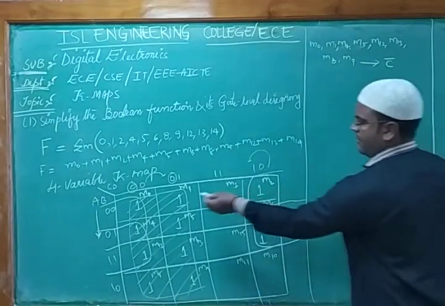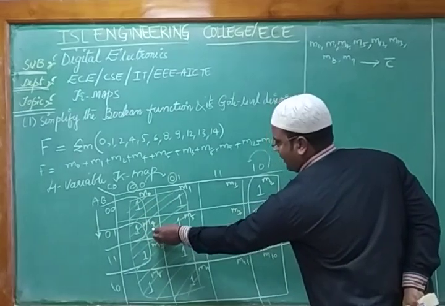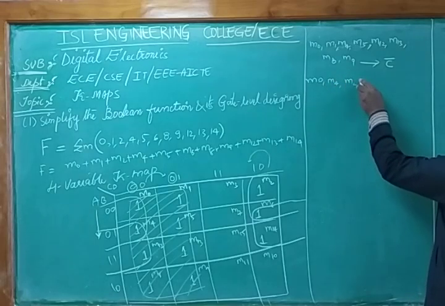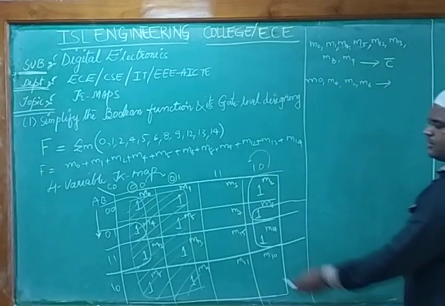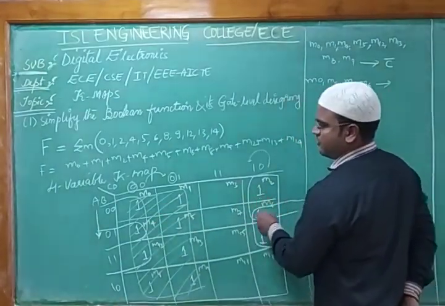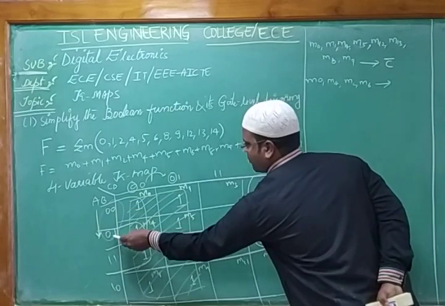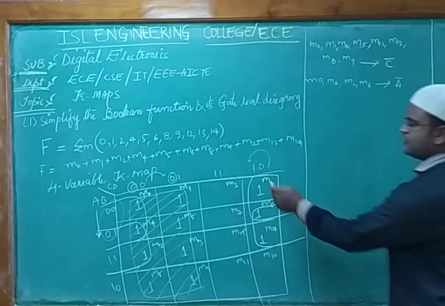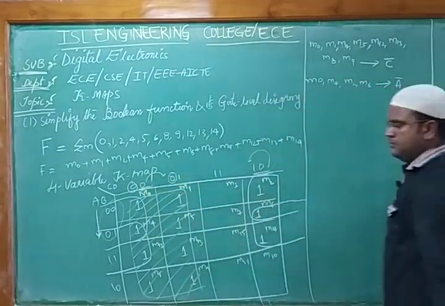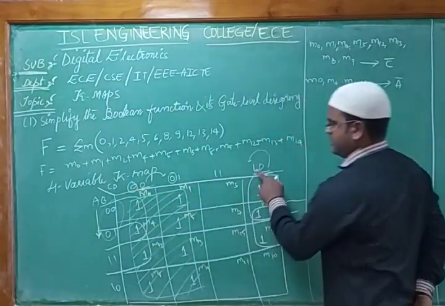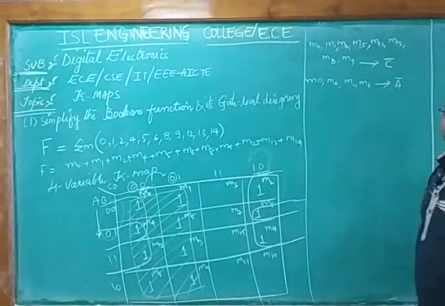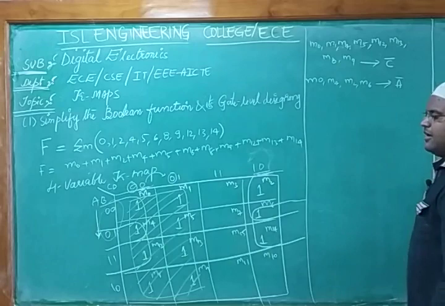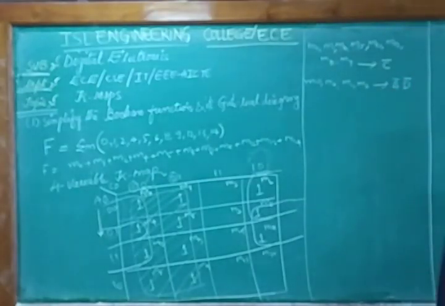Next thing, I can take 1 min term: M0, M4, M2 and M6. So in this, what can I take common? These two boxes I am taking. Tell me, what is common row wise in these two? If you see 0 0, 0 1, A is 0 0. That means it's nothing but A bar. Likewise, if you see this column and this column, what is common? C is 0 here, C is 1 here, so I cannot write C because C is changing. Similarly, D is 0 here, D is also 0 here. So I can write A bar and D bar. This way I can do it.